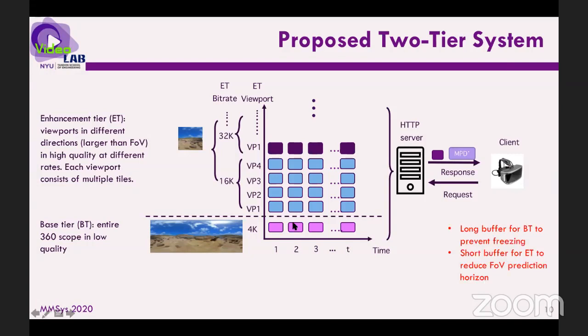Importantly, the client will use two separate buffers for the base tier and enhancement tier segments. It will use a long buffer for the base tier to prevent freezing, and it will use a short buffer for the enhancement tier to reduce the FOV prediction horizon.